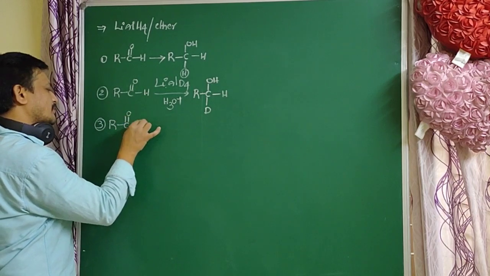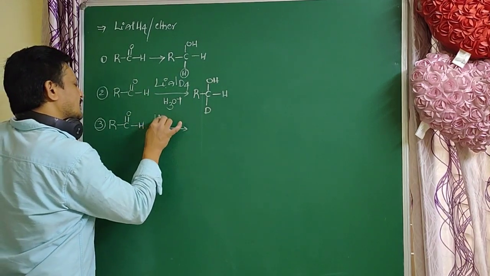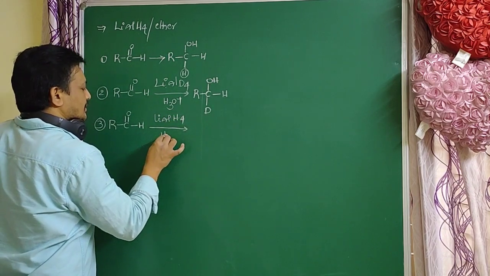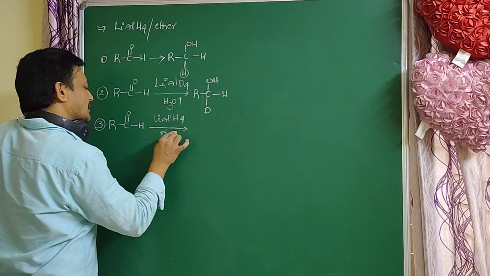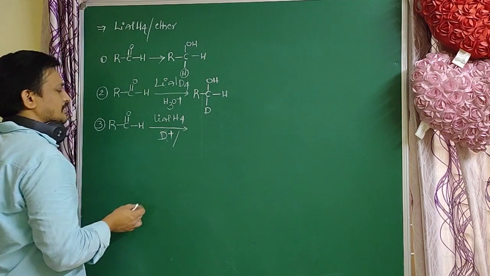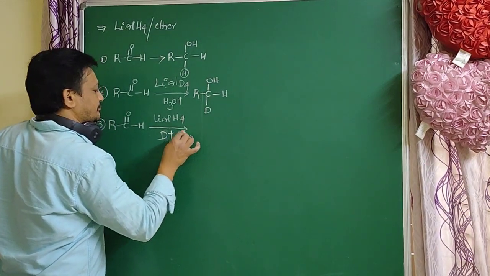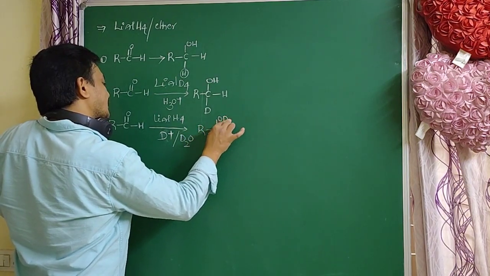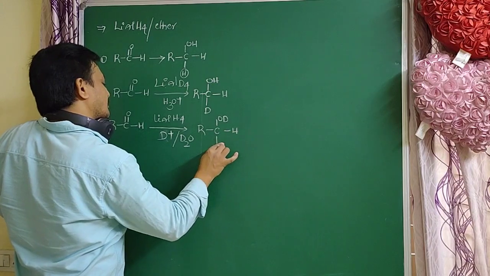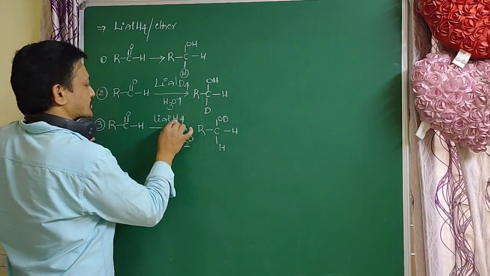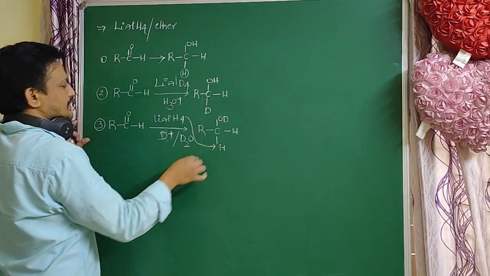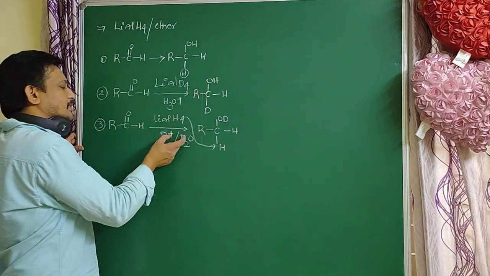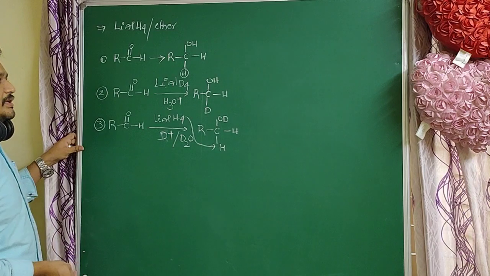For example, aldehydes react with lithium aluminum hydride followed by D plus hydrolysis or D2O. So that is converted to R CH D OD. Here the hydrogen, H minus, came from lithium aluminum hydride and the OD came from the solvent. This is a very important reaction.